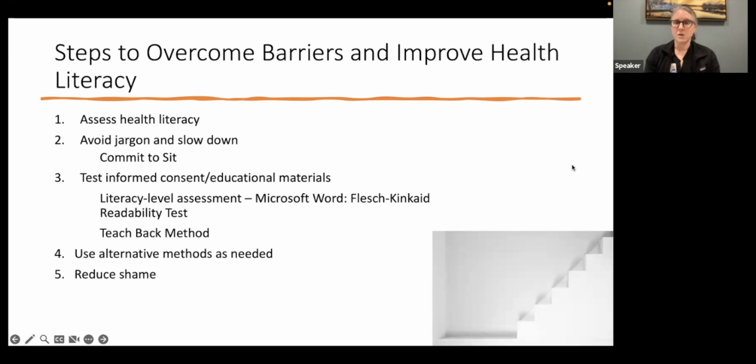So one thing that you can use is a literacy level assessment. On Microsoft Word, if you use Microsoft Word to create any of your materials, you can use the Flesch-Kincaid readability test. So you just highlight what you have created, and then you can use the meta-analysis, and it will tell you what the Flesch-Kincaid literacy level is. And 90 to 100 is considered 5th grade level, and 60 to 70 is considered 8th and 9th grade level.